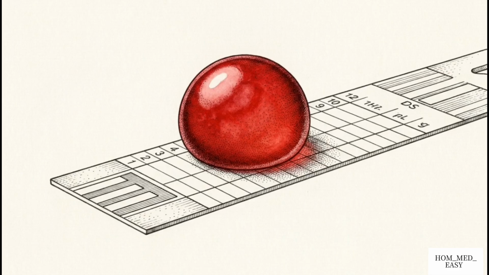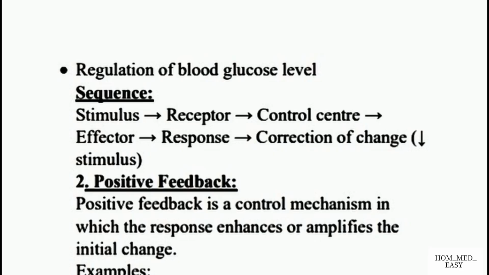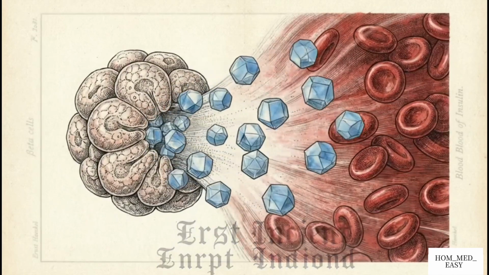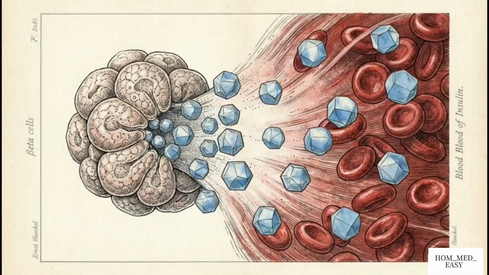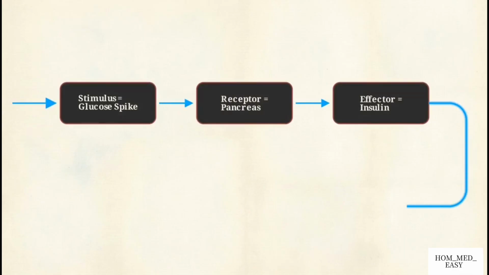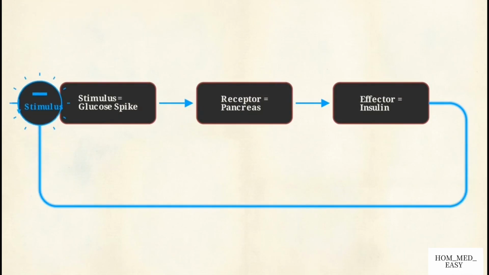We can see this architecture at work by tracking how the body regulates blood glucose levels. As the sequence here outlines, a spike in blood sugar acts as the stimulus. Receptors in the pancreas detect this excess and notify the control center. The control center then triggers the release of insulin. This hormone acts as the effector, working to reverse the original glucose spike. The final output of the system actively suppresses the initial trigger. By lowering blood sugar back to baseline, the response removes the very stimulus that activated the loop.